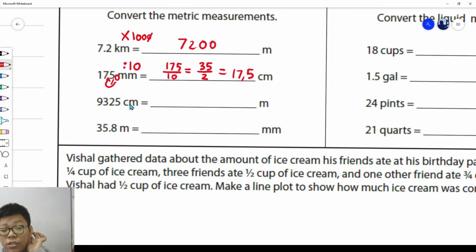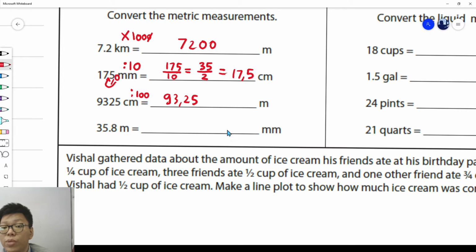Okay, the third one, 9,325 centimeter, we're going to convert it into meter. Centimeter to meter, is it going up or down? Please answer. Pretend I'm asking you. Centimeter to meter, is it going up or down? Yeah, correct. It is going up. How many times? Yes, it is going up twice. So you need to divide by 100. So I'm going to make it decimal. So the answer is 93.25 meter.